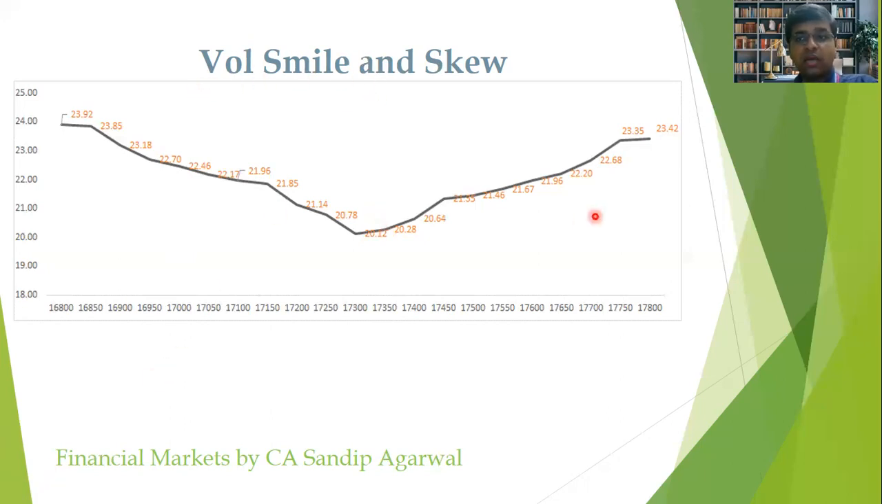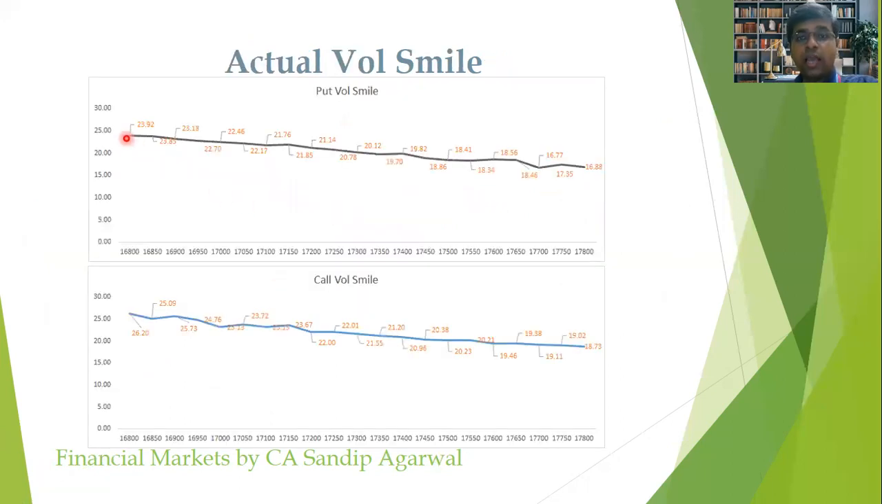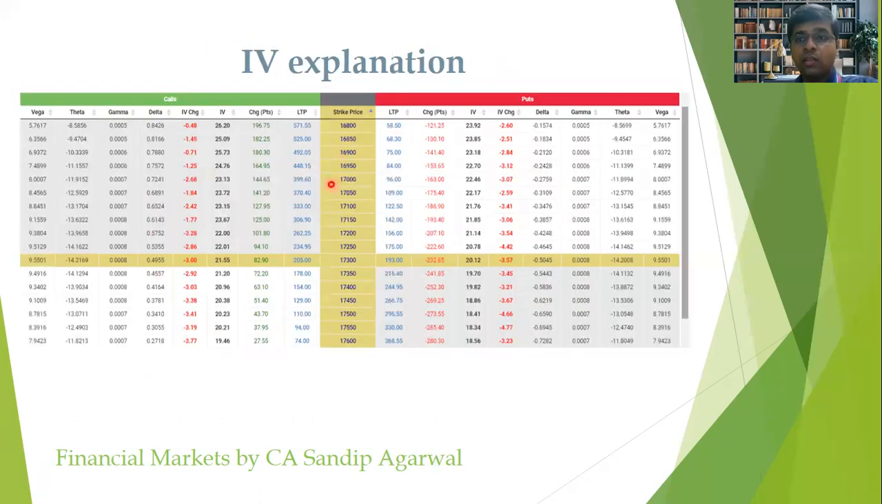So this was just an example where I have modified the IVs of all the strike prices as compared to the previous slide which was shown to you, just to show you how the wall smile and the skew look. Now in the next slide, I will show you the actual IV plotted on a chart on the basis of the data which was shown. Now this is the actual wall smile of the put option chain, and this is the actual wall smile of the call option chain which was shown in this slide.